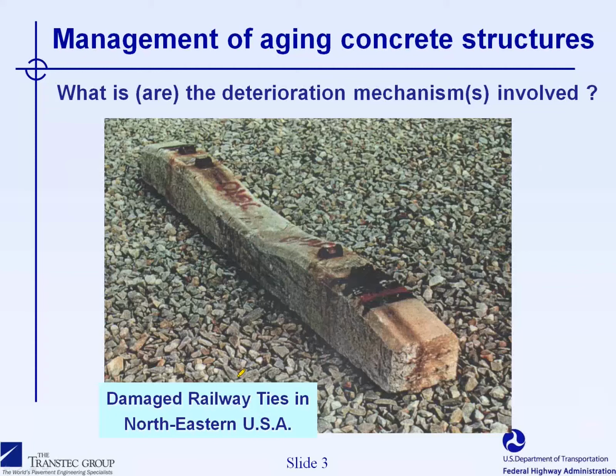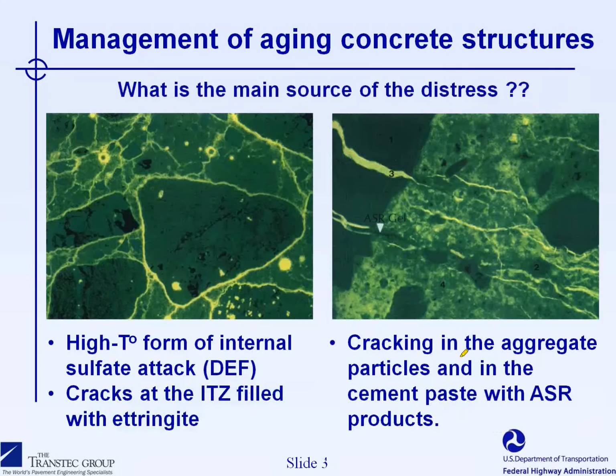An example can be given here, like those railway ties in northeastern USA. Those ties have been affected by ASR and other mechanisms of deterioration. As you can see in this slide, the signs of DEF, delayed ettringite formation, can be seen here by the presence of ettringite forming deposits at the periphery or surrounding the coarse aggregate material in the concrete.